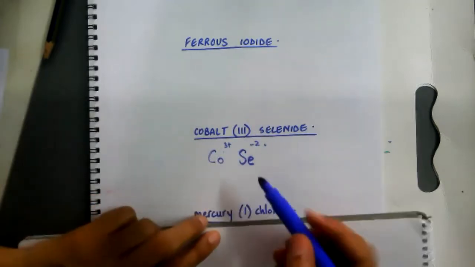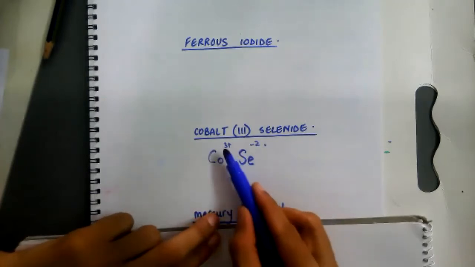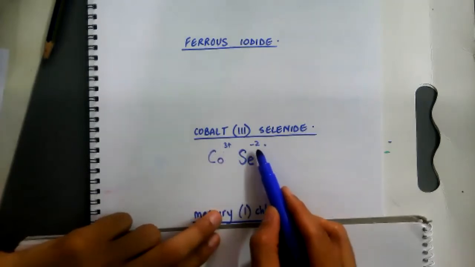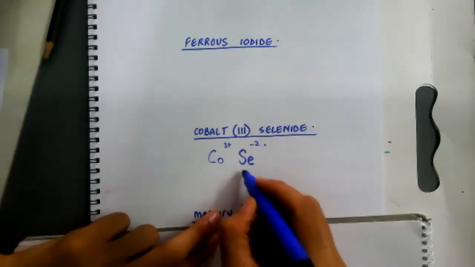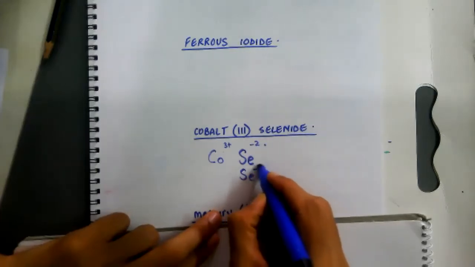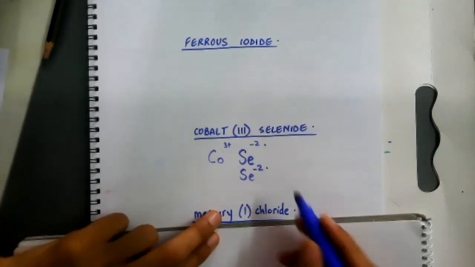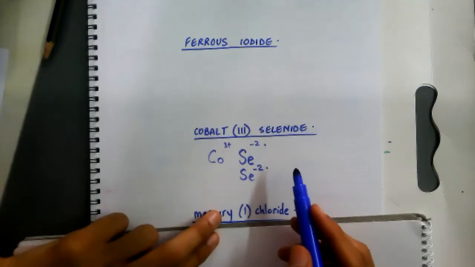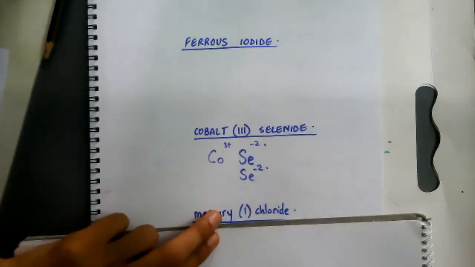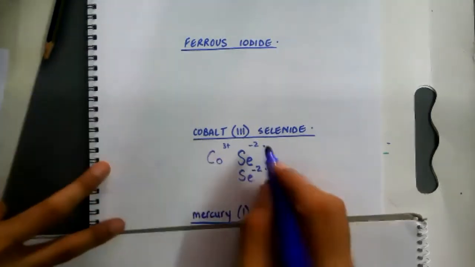So then what should I do? Now this is +3, this is -2. You should add a selenide, another one. Selenide, another one. Should I give you a hint? Yes, miss.